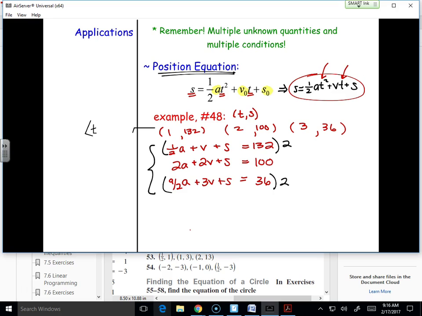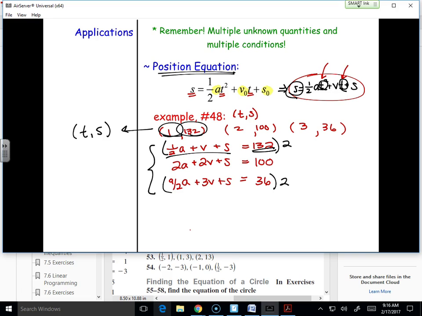Each of these points follow the pattern of t followed by s, which is like your x followed by y. So we plugged in the y values, like 132, plugged that into the y spot, that's why he's over here. Plugged in the t value into the t spots and simplified, and that's how we got this.